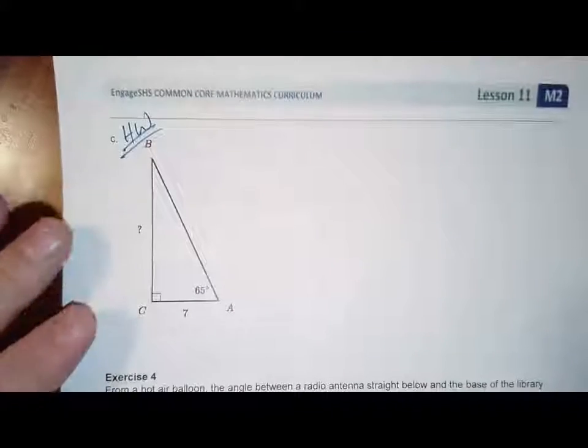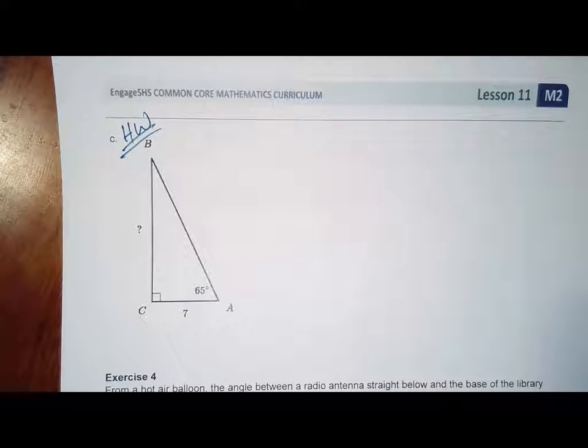Remember, you can pause and go back through this at any time you want to, so if I'm working quickly, well, I mean, you have the power of the internet. Okay, C is homework. Here's a good question.